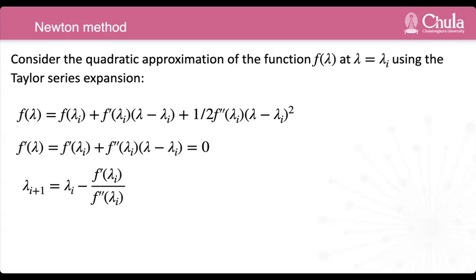So what is the derivative here? The derivative at this fixed point is 0, right? What about this? We have f prime here, so the derivative of it becomes 1, right? So the linear term becomes the first term in the derivative. And the quadratic term is 1/2 of the second order derivative times lambda minus lambda I squared.